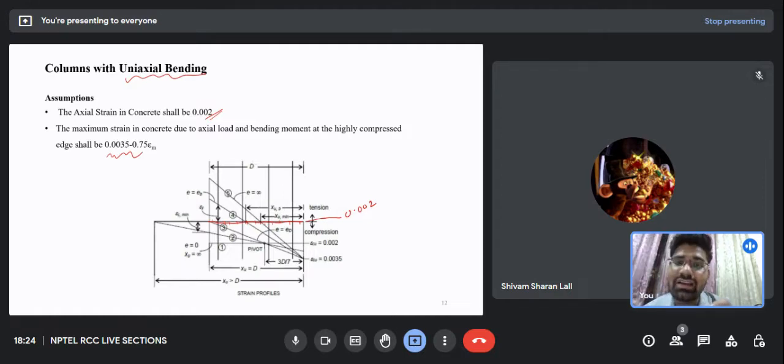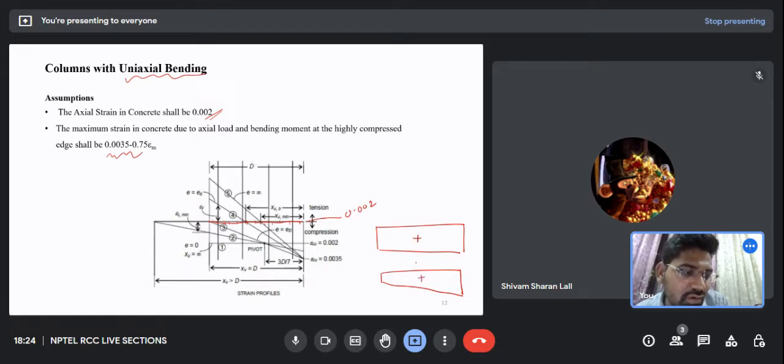Now let's look at a case where my column would be subjected to both compression as well as bending. How will that case look? This was the case for pure axial compression. Now we will have a case where we have both compression as well as tension. What will happen? My strain diagram will go on shifting towards the tension side. This is the compression side, and above this line would be the tension side. I will slowly shift the load on the column in such a way that my column will experience both tension as well as compression. So this will be the next. Okay, I will draw it separately.